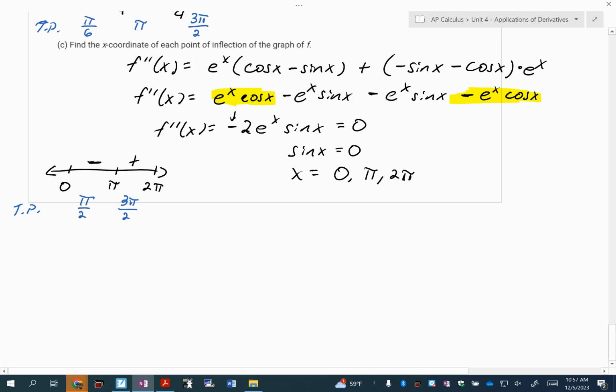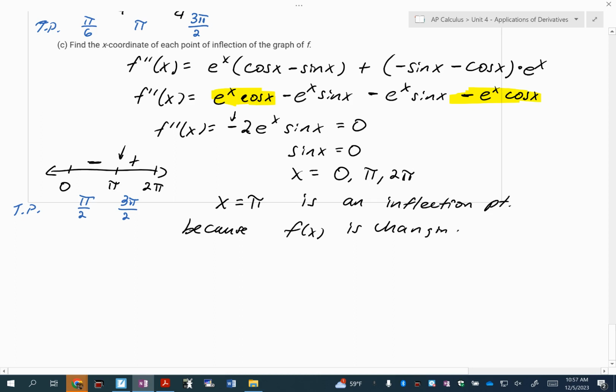Am I changing from concave up to concave down or vice versa? I am. I'm changing from concave down to concave up at x equals pi. So x equals pi is an inflection point because f of x is changing from concave down to concave up.